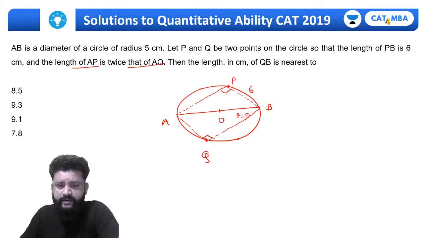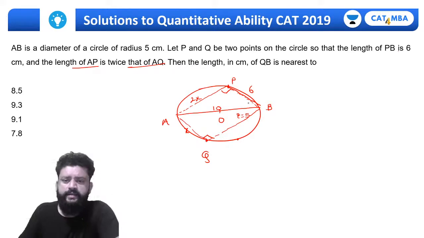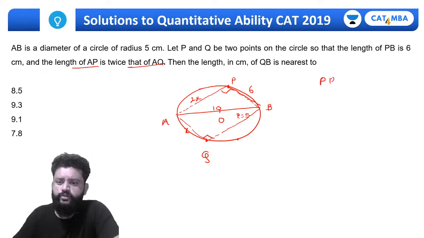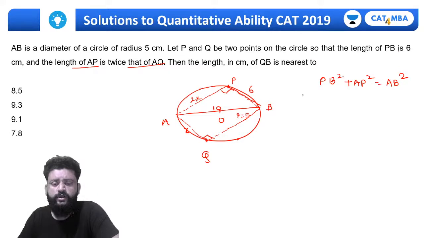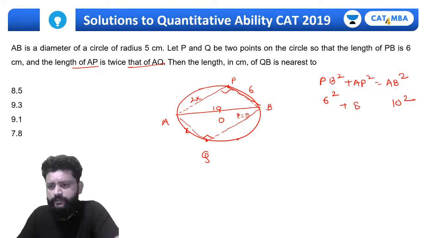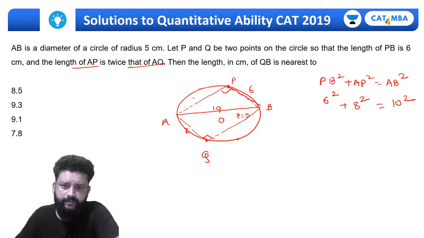So radius is 5, AB is 10, right angle triangle, hypotenuse is 10, this is 6. Let's say this is x, so this must be 2x. First thing I can conclude is PB square plus AP square must be AB square, that we know, Pythagoras theorem. So we can get the length of AP here. AP is 10 square minus 6 square, this must be 8 square. So AP is 8. This is twice of AQ, so AQ is 4.